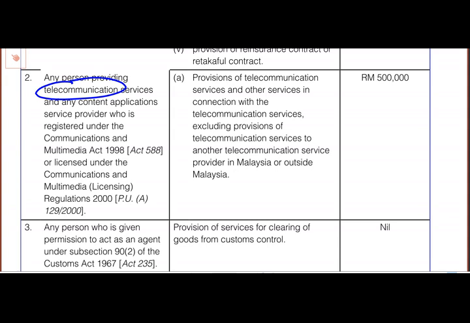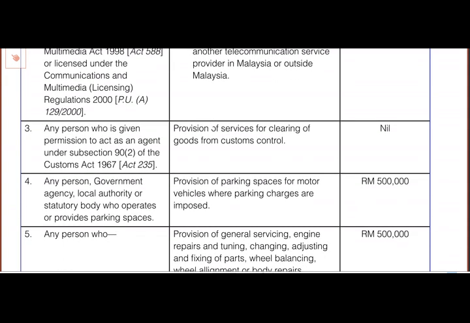Now, the next one is forwarding agent. Now, forwarding agent is people that deal with clearing goods.